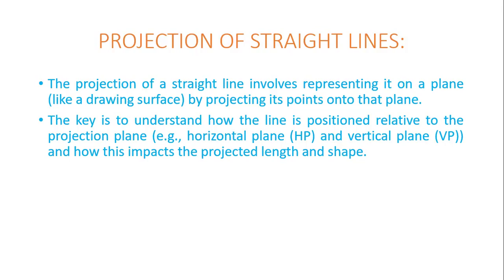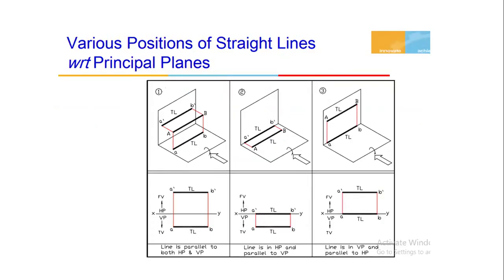Consider an object, a straight line, positioned relative to any one of the reference planes. We have to draw the projection of the straight line by representing its front view and top view as per first angle projection using the orthographic projection method. Here we will be defining the true length of the line and also the shape. Here are some of the various positions of a straight line with respect to the principal planes. The horizontal plane and vertical plane are both principal planes.